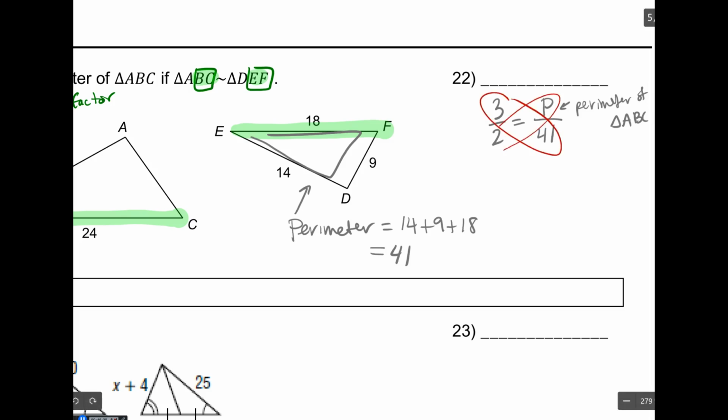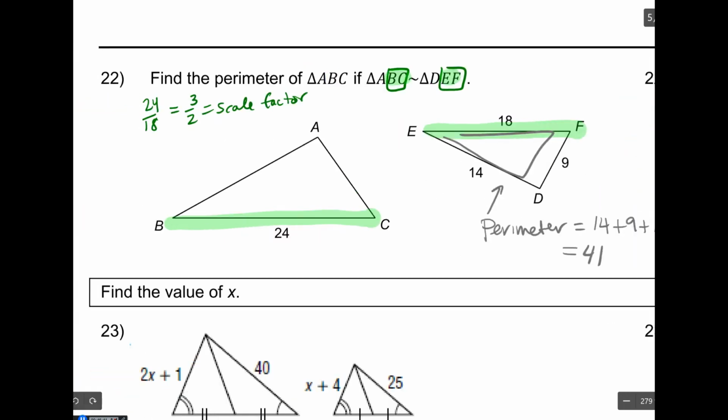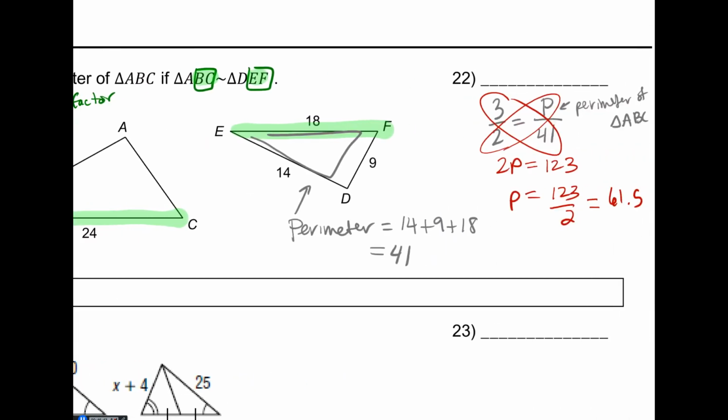3 times 41 is equal to 2 times the perimeter. 3 times 41 is 123. So divide by 2, the perimeter is going to be 123 divided by 2, or you could say 61.5. Did we get units? No, we did not. So that would be it, just 61.5. They didn't give us the units. Because, okay, we went through and found the scale factor. So how much did I enlarge or shrink it? We found the perimeter, and the perimeter is still going to have the same scale factor.